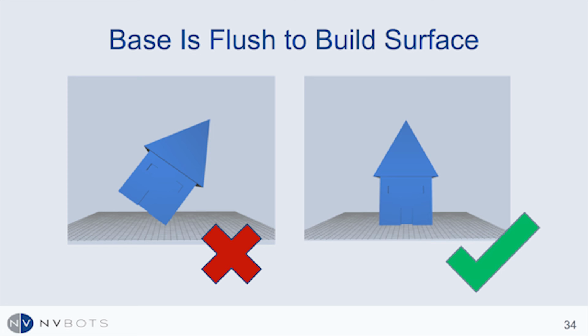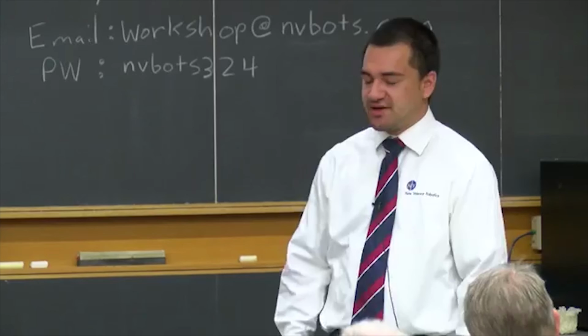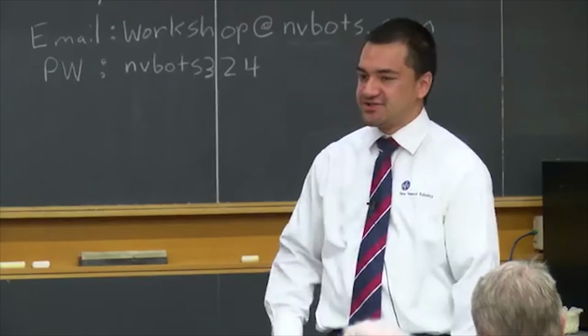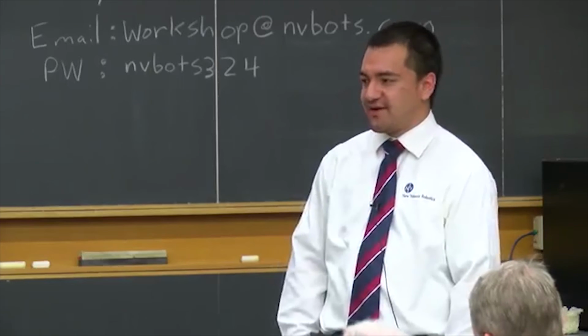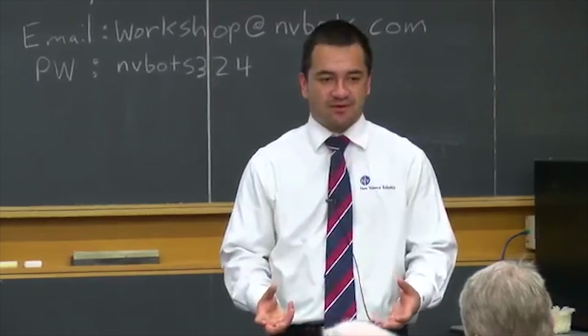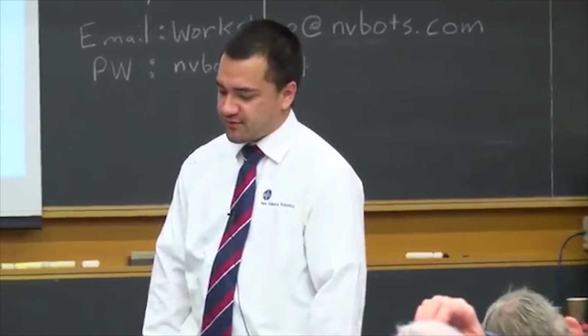Again, the thing on the left will print, but it'll have a lot of extra support material, and it may not look exactly like you want it to. It'll have the right dimensions of the part, but it'll have a lot of extra support material that you didn't really need to spend the time breaking away if you printed it in the correct orientation. So that's another one that you'll want to avoid.